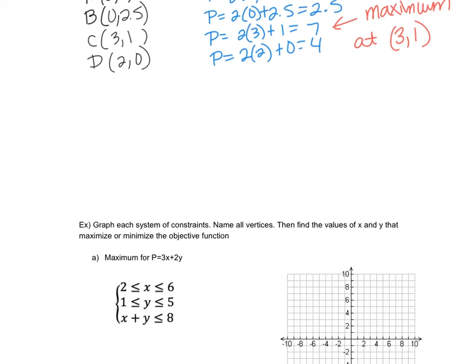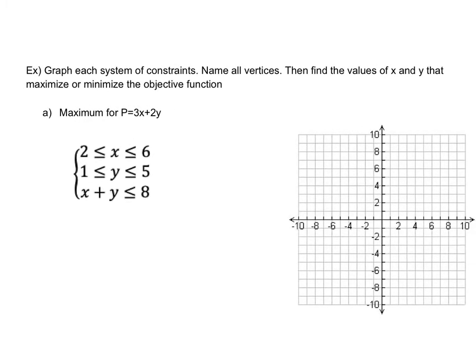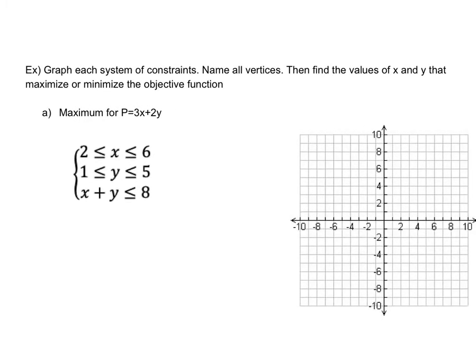Okay, let's do another one. This is just like out of the homework. Graph each system of constraints, name all the vertices, then find the values of x and y that maximize or minimize the objective function. So first thing we need to do is graph. You may not have ever graphed one of these compound inequalities.